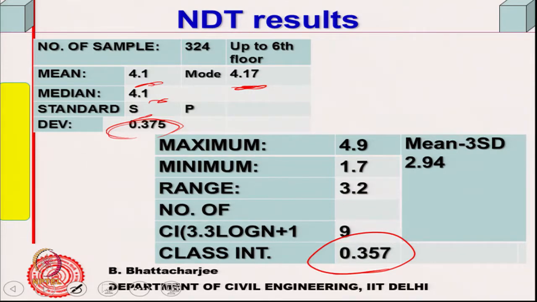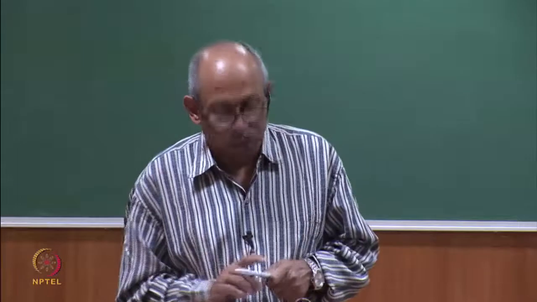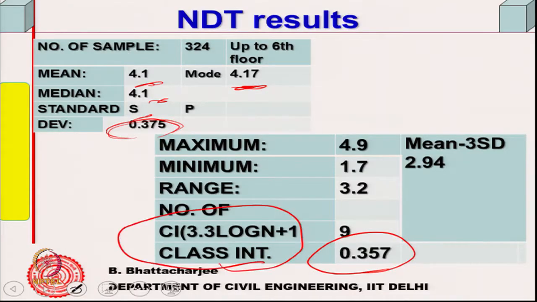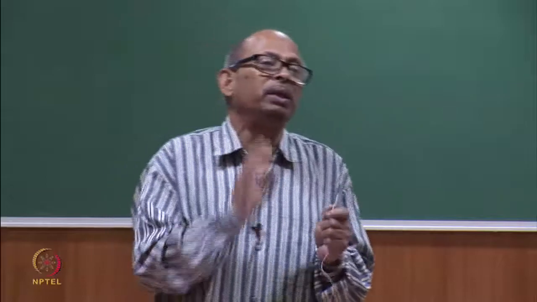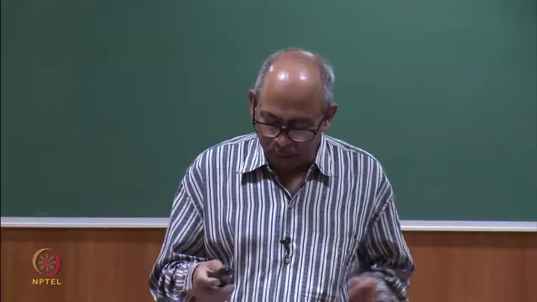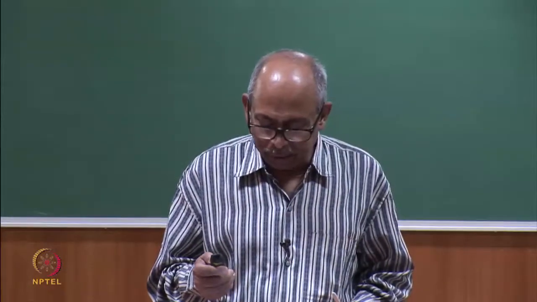You can determine how many class intervals you should have in the frequency diagram using this formula: 3.3 log n plus 1 is the number of class intervals. If n is your data count, for example 324, the number of class intervals will be equal to 3.3 log 324 plus 1. So, you divide the total data into that many class intervals and plot the histogram, and also find the standard deviation, etc.